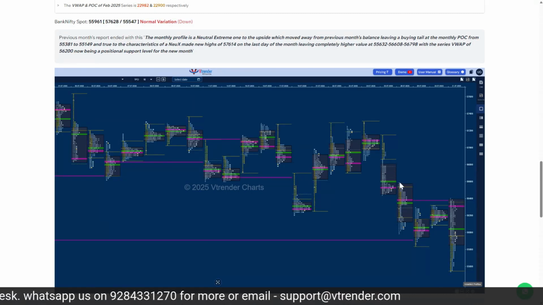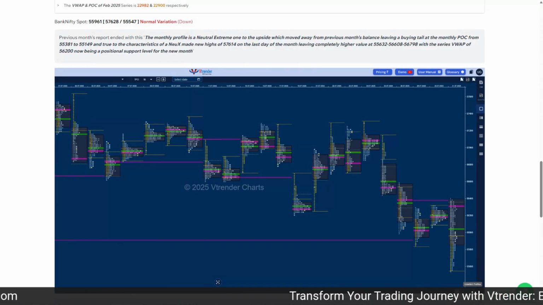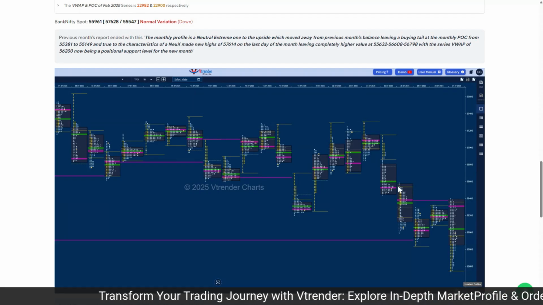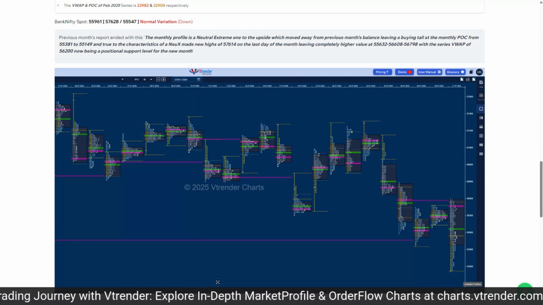We got another neutral extreme profile on the 28th with this failed auction, which was the first day of the week, Monday of last week, when we got a failed auction with a C side, and this failed auction came right at where the monthly POC of June was, 56600.